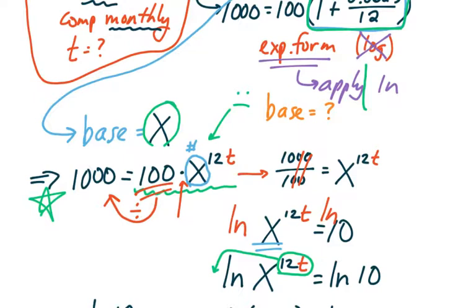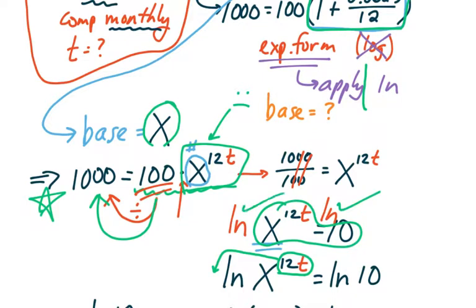With x. Now x is our base, and we need to isolate x and get it by himself. And we did that by dividing the initial amount, the deposit money, onto both sides, dividing. And then we were pretty much good to go. And once we were good to go, that's when we brought in the ln's on both sides, and we solved just like we did in the homework before.